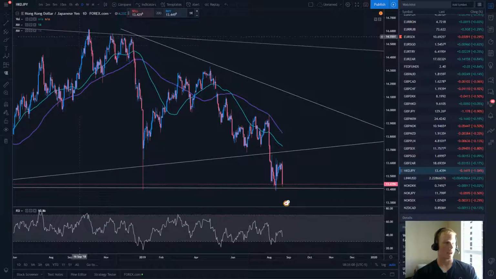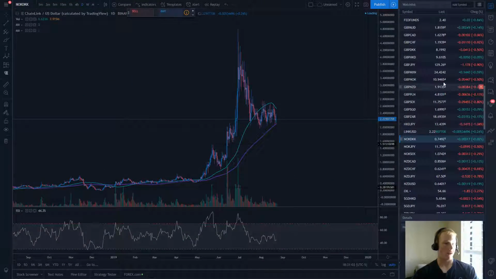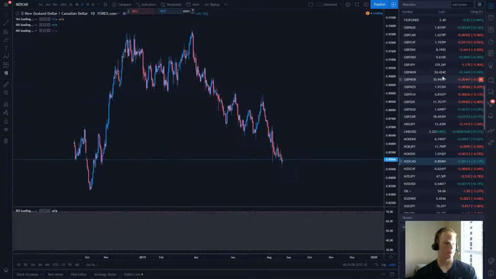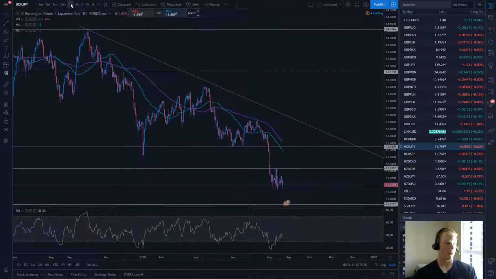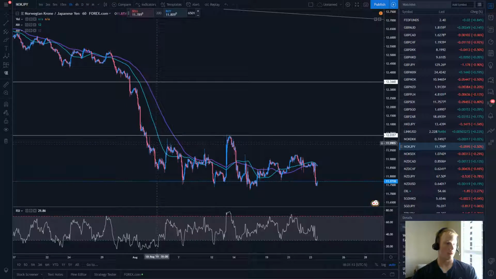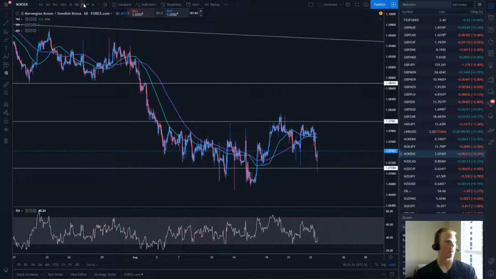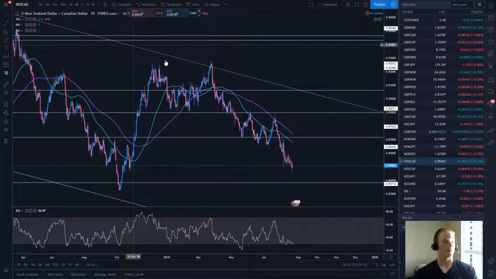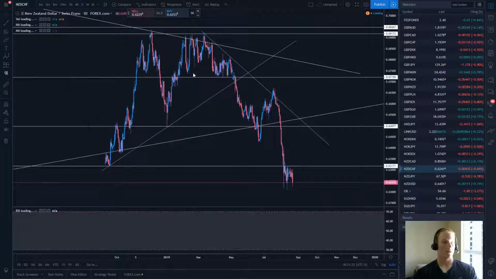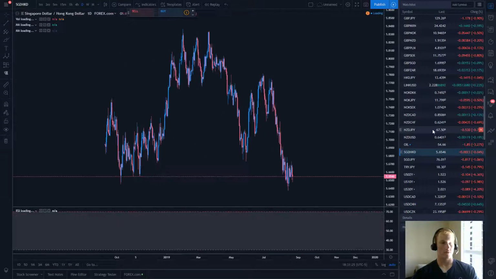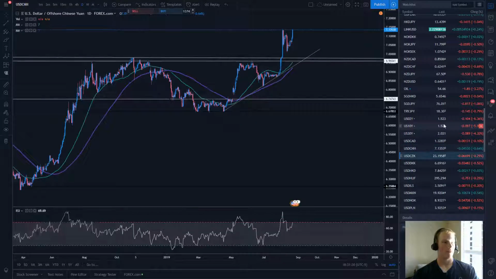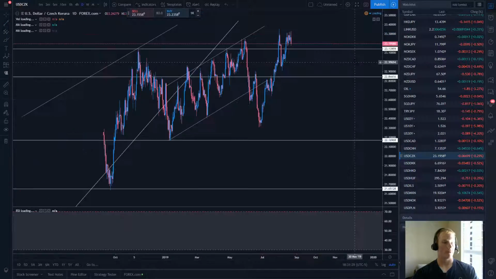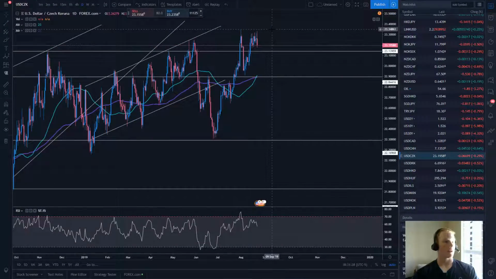Oh, Hong Kong dollar, Japanese yen, testing that low. Inverted head and shoulders here, maybe. No, okay. That's a good looking setup. Watch for that. That's another good looking setup, but nope, doesn't have it yet.